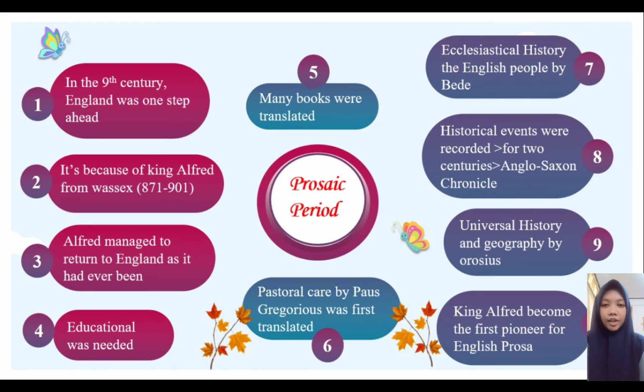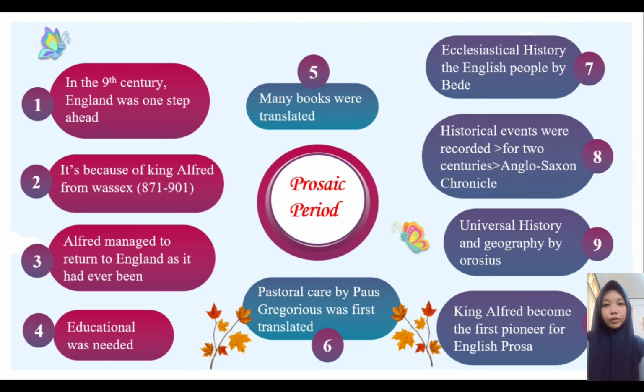The last content from the ancient period is the prose period. The first, in the 9th century, England was one step ahead. In any literature, prose usually comes after poetry. This trait is very important in an era where most people cannot read and write. So England went a step further because in the 9th century it already had prose literature. And in that century, European countries in general were still in the stage of poetry.